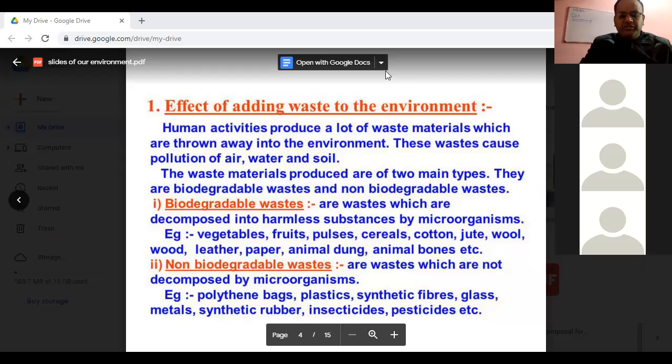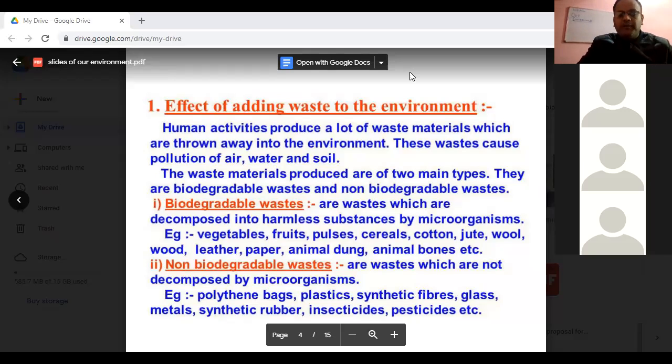Definitely, one point which Michelle said is that if the quantity produced is in excess, it will take time to decompose, and by that time some problem can also arise regarding its disposal, where to dispose, how to dispose. So this sort of problem can definitely arise with the quantity of the biodegradable waste we are producing and throwing in the environment. Very good, Michelle.